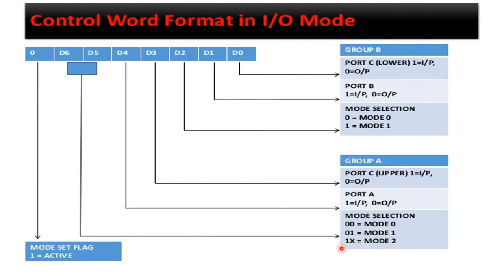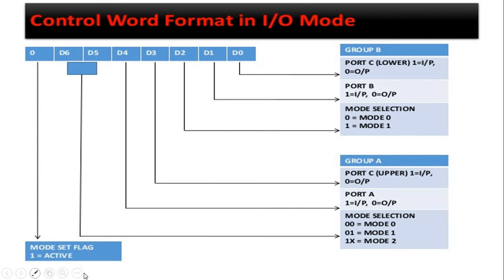1, X, where the X value may be 0 or 1. At that time mode 2 is selected. Mode 2 is nothing but a bidirectional data bus. Then the last bit, that is the D7 bit. If the D7 bit is active, that is a mode set flag. Otherwise, that is the BSR mode.